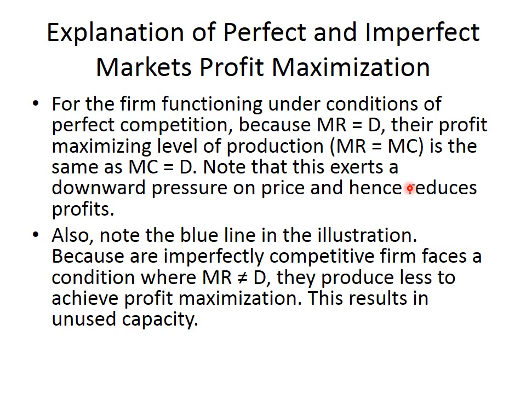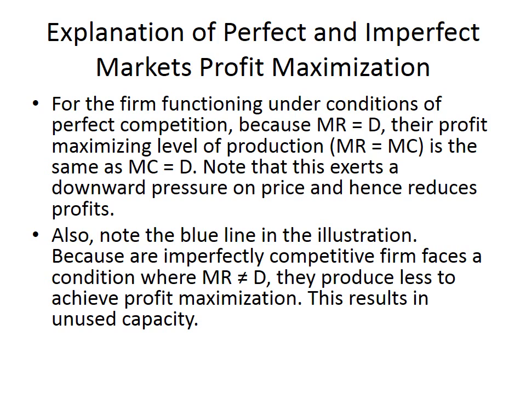Now, again, I want to go over this over and over until we've got it locked in our brains. All right? For the firm functioning under conditions of perfect competition, because marginal revenue equals demand, their profit maximizing level of production, MR equals MC, is the same as where marginal cost equals the demand curve. Okay? Note what this does. This is what's creating the downward pressure on price. That's why the price for the perfectly competitive firm is less than the price for the imperfectly competitive firm.